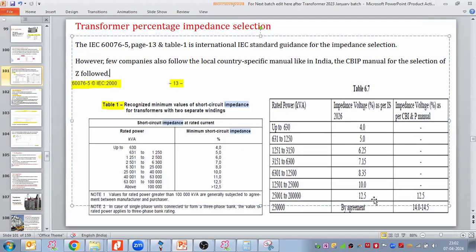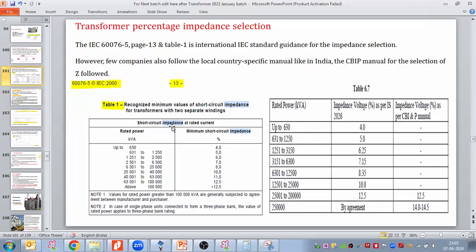So if you see any transformer rating which is more than 100 MVA, for all those ratings the percentage impedance generally we take as 12.5. Not only 100 MVA, 63 MVA also. For any transformer rated more than 63 MVA, most of the time we take 12.5%. This is standard as per the IEC. For smaller transformers, this percentage impedance is changed.